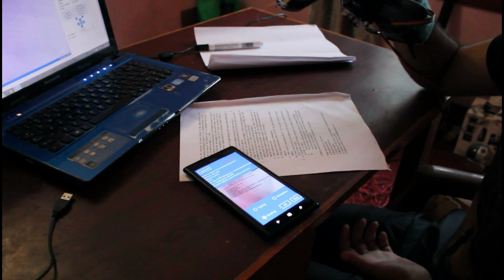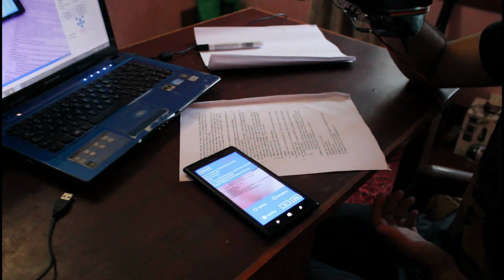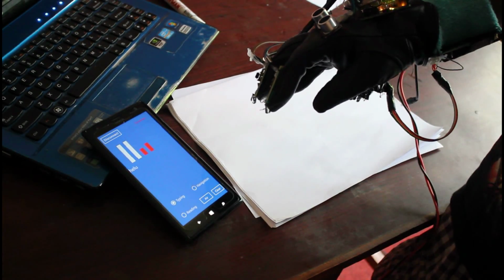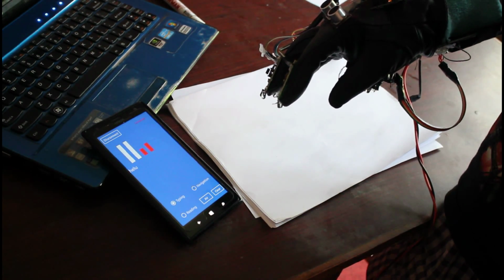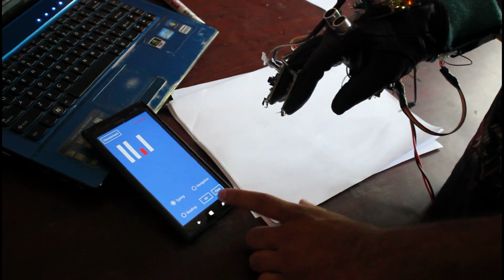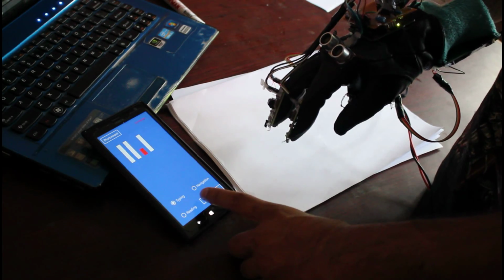In this way, the reading problem for visually impaired people is solved. Moving toward the next feature of our gloves, we have the typing mode. For typing mode, we will use combinations of fingers to type different words. I will try to type hello using the four combinations of the fingers.